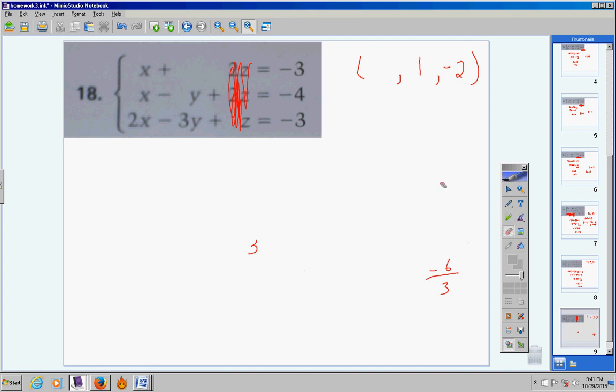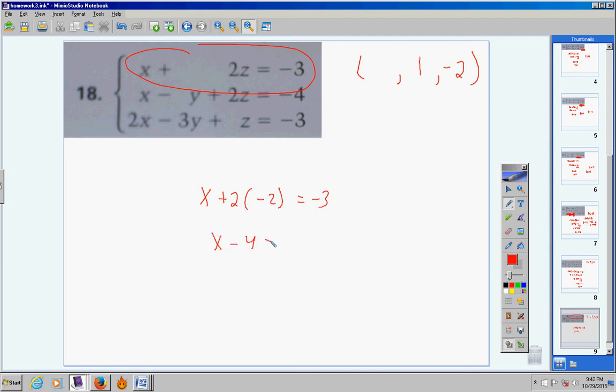And now that we have two values, I can just come up here and pick any equation that I want. It doesn't matter which one. I like this one because there's just an x and a z. So x plus 2 times z, negative 2, equals negative 3. X, negative 4, positive 2 times negative 2. X, negative 4 equals negative 3. Bring your negative 4 over and make it a positive 4. X equals 1. And there's our answer. 1 comma, 1 comma, negative 2.